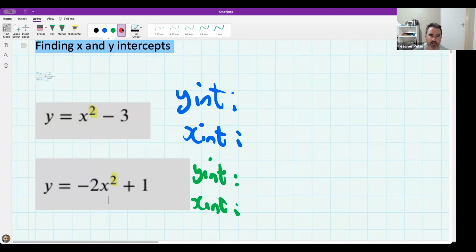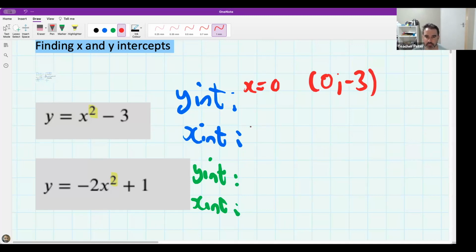So to find a y-intercept, we have to make x 0. But actually, that's wonderfully simple because the y-intercept will then just be 0 minus 3. For the x-intercept, I need to make y 0. So I'm going to have to solve this equation. But the good news is it's not a very hard equation to solve.